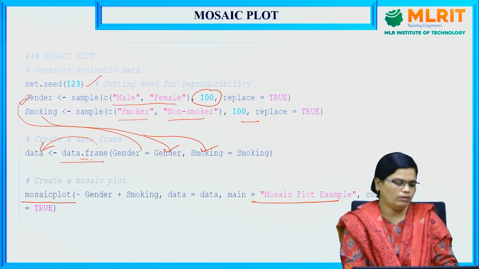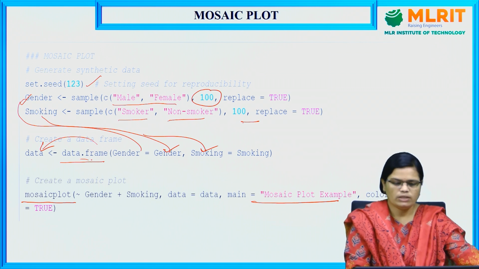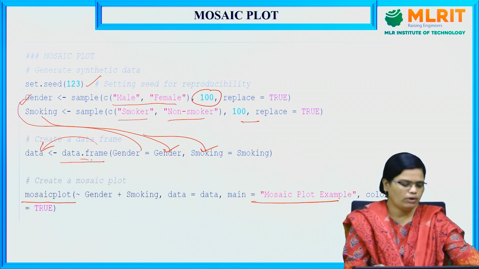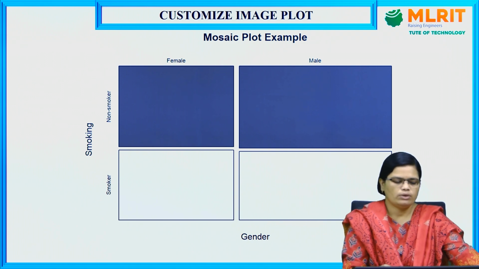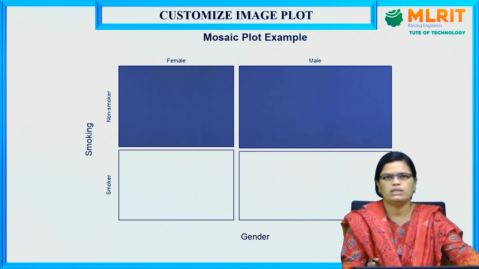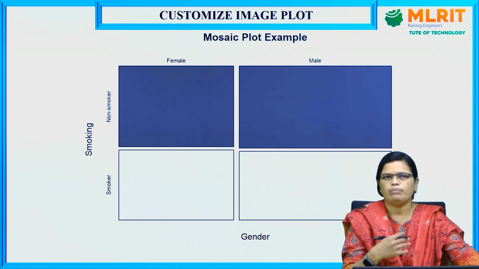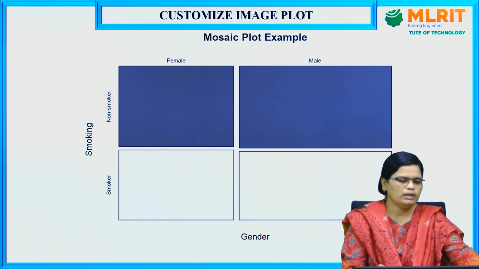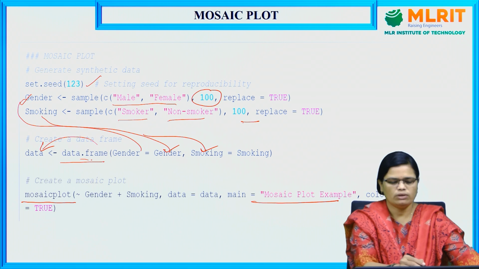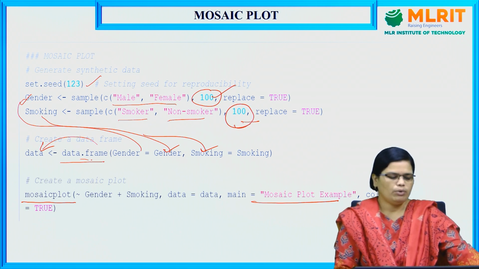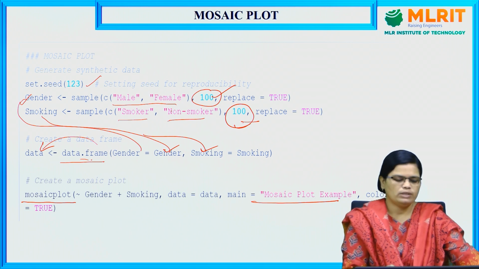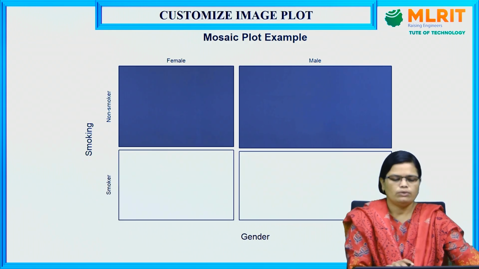The color we are assigning is a single value for the color. So look at here, the mosaic plot got generated, and we don't have much difference, because the same amount of male and female and smoker and non-smoker got generated in the data. Here we generated 100 data points for male and female, and 100 data points for smoker and non-smoker, so we don't have much difference.